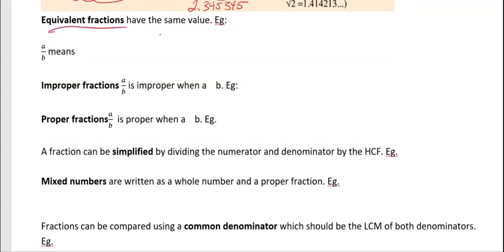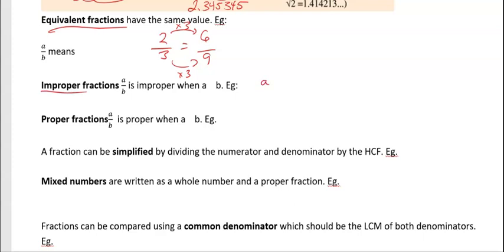Equivalent fractions will equal each other. 2 over 3 equals 6 over 9, because if I multiply both of these, or divide if I was going in the opposite direction, by the same number, I'm going to get an equivalent fraction. It's a way of expressing the same thing.